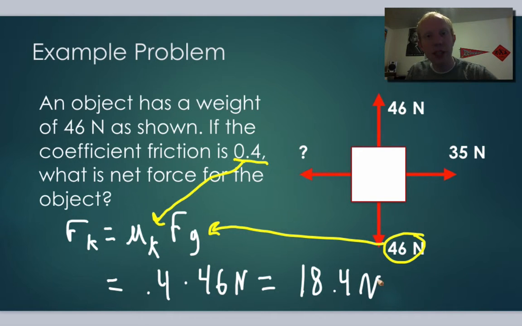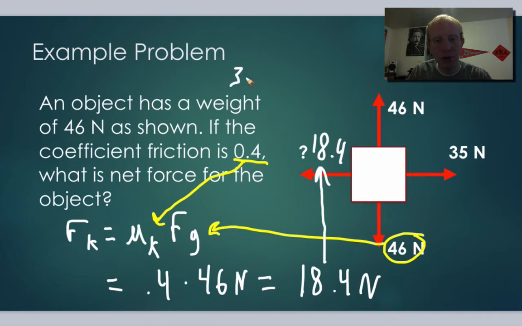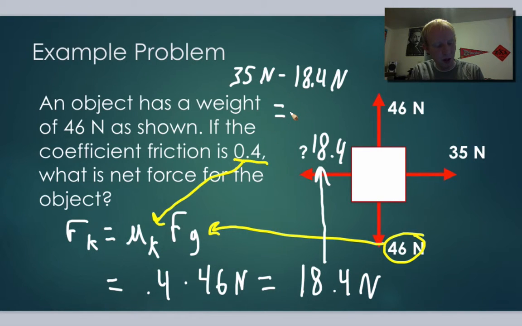So that's how much friction is pushing on the object, so this is going to go right there. This is 18.4 newtons. If we're trying to find the total net force on the object, all we have to do is take this force minus that force. So we do 35 newtons minus 18.4 newtons, and 35 minus 18.4 gives us that the total net force on this object is 16.6 newtons.